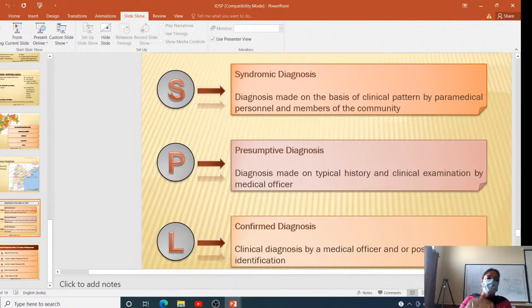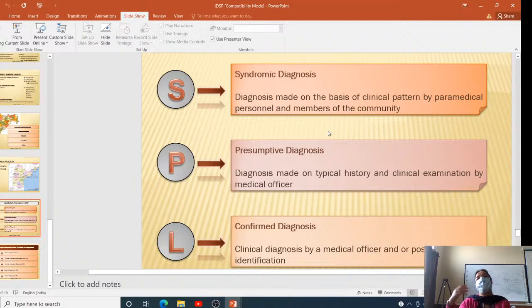Now, though they have been listed as SPL, in reality they move as LPS. Okay, so first few cases which appear in the community are subjected to confirmed diagnosis. Once diagnosis is confirmed and the doctors and community understand that this is the kind of clinical picture that we are going to see in all subsequent cases, then they say that we have made a presumptive diagnosis of so and so disease, which is made on typical history and clinical examination.